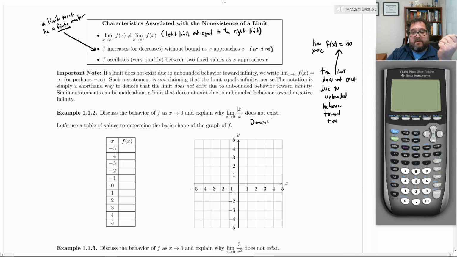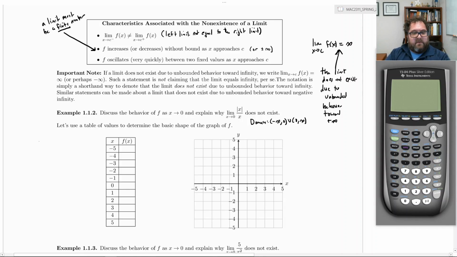If you look at the domain of this function, it's all real numbers except for 0, because you can't plug a 0 into that function. You get division by 0. But anything else is fine. 0 is the only trouble. Okay, so let's use a table of values to think about what's happening.